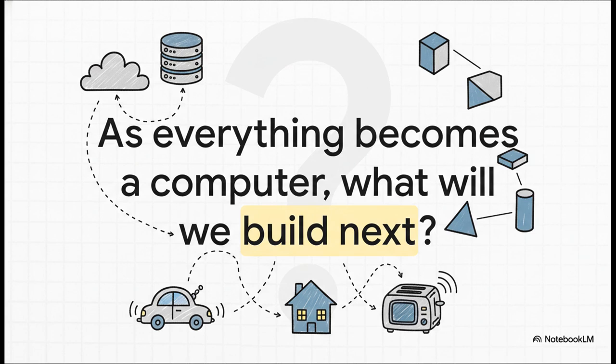So here's the big takeaway. This invisible system we've been talking about, it's becoming more visible every single day. As our cars, our homes, even our coffee makers become powerful, connected computers in one giant, global distributed system, it leaves us with a really exciting question to think about. What will we build next?